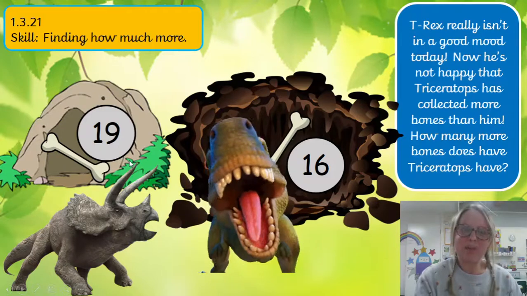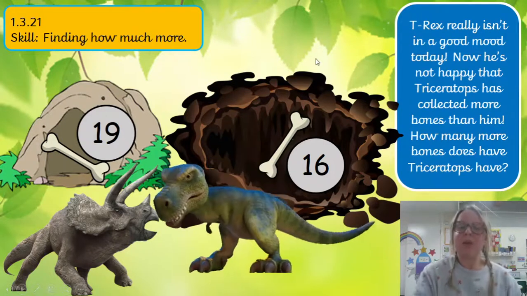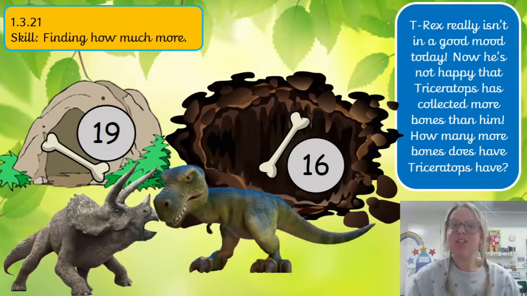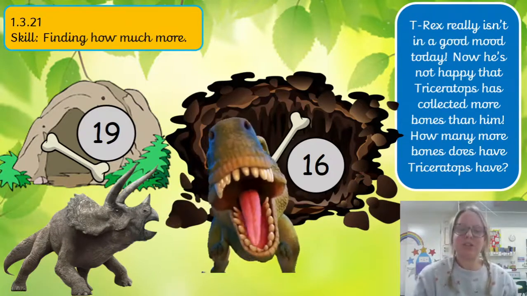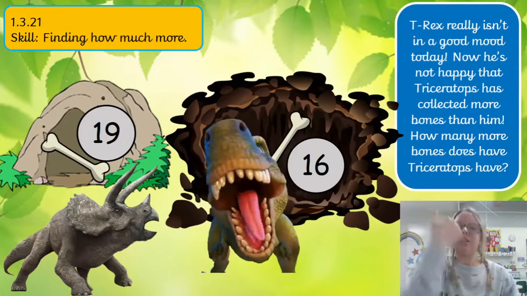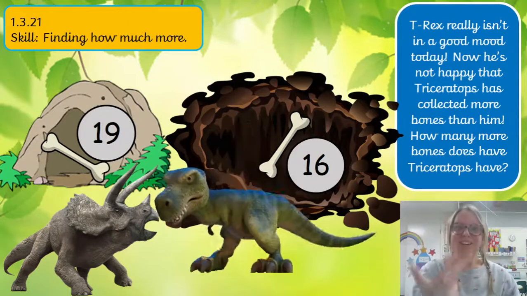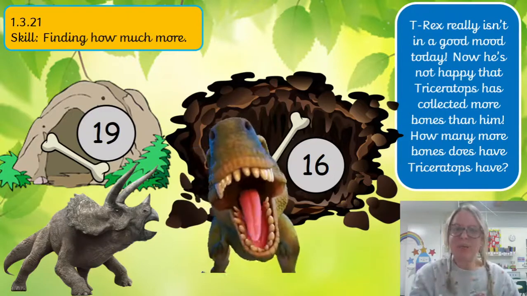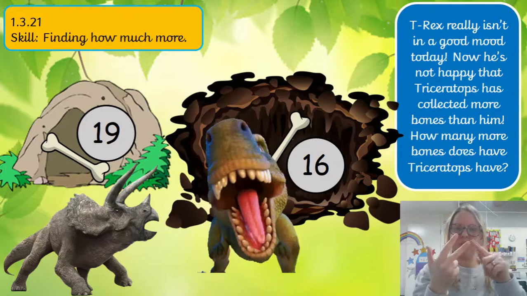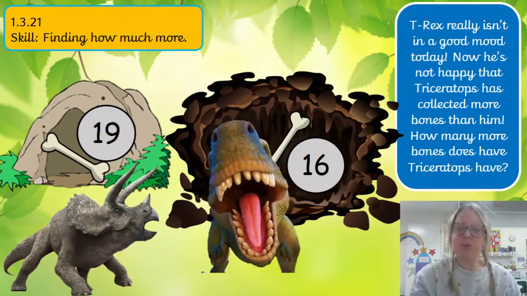What number does Triceratops have? He has number 19. Now we can put 16 in our head and count on from 16 to 19 to work out the difference. So put 16 in your head, 17, 18, 19. How many more bones has Triceratops got? 1, 2, 3. He's got 3 more bones.